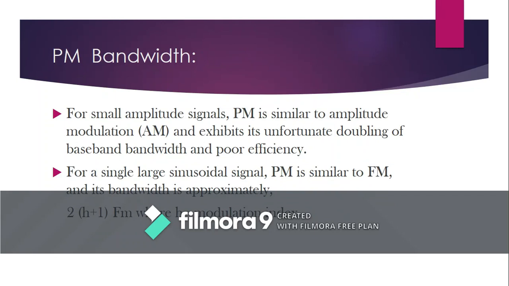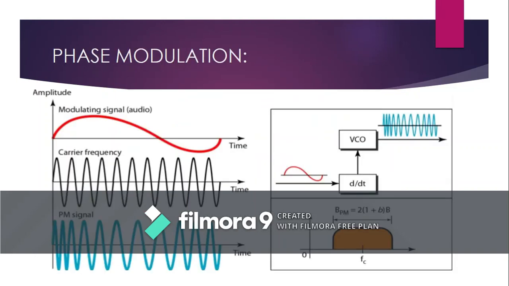Phase modulation bandwidth. For small amplitude signals, PM is similar to AM and exhibits its unfortunate doubling of baseband bandwidth and poor efficiency. For a single large sinusoidal signal, PM is similar to FM. This figure shows the concept of phase modulation.